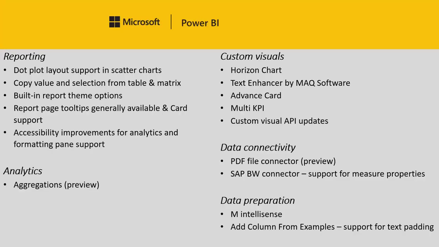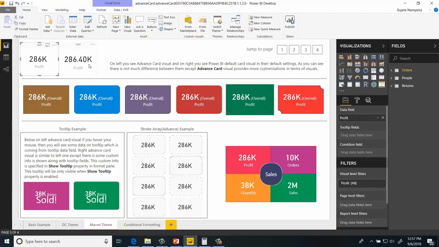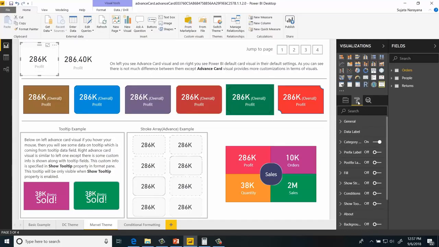Our next custom visual on the list is Advanced Card, which is super similar to the existing Power BI card, except you get even more customization options for formatting. Now let's take a look at the sample report. On the left, you'll see the Advanced Card visual, and then on the right, you'll see the normal Power BI default card. At their default setting, they look about the same, except one difference is with the Advanced Card, you unlock way more formatting settings.